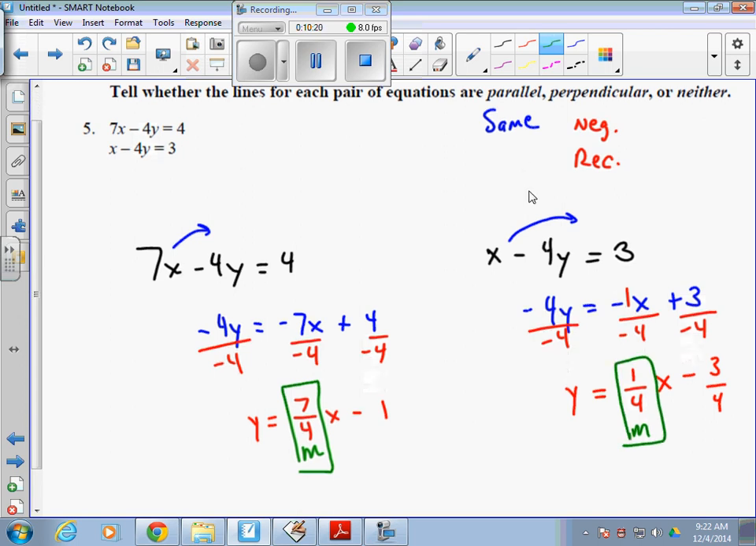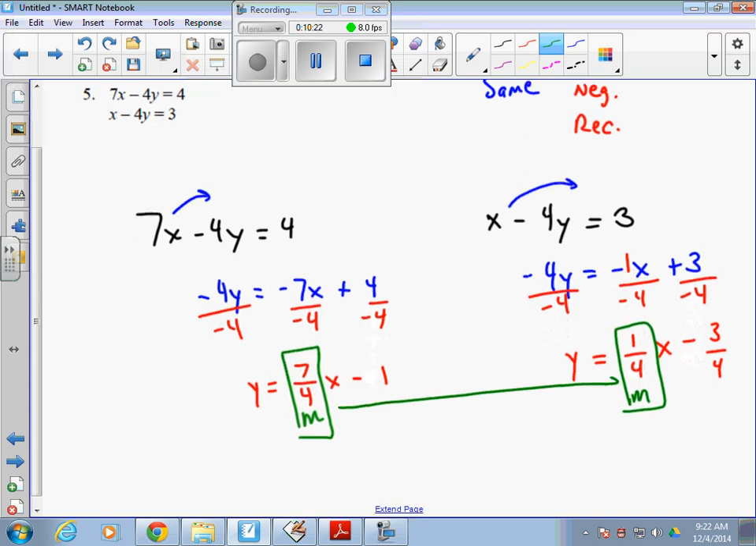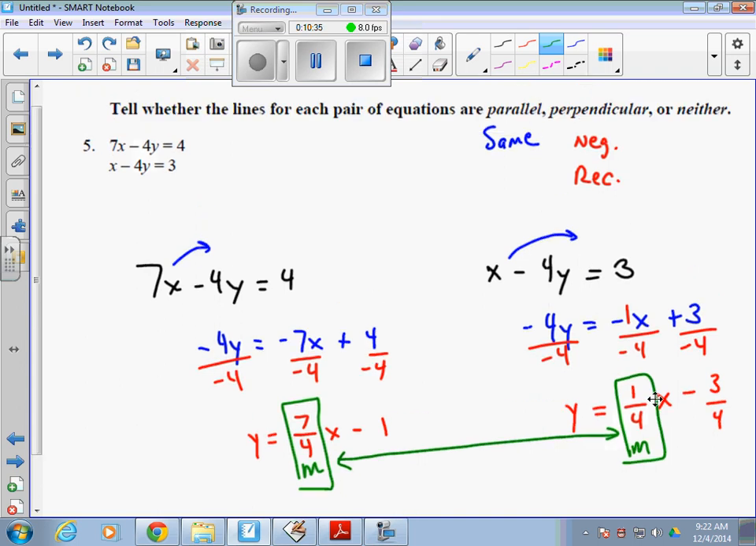Again, this is the slope, the m value. Let's compare the two slopes. Are they the same? No. 7 over 4 is not the same as 1 over 4. Are they negative reciprocals of each other? Do they flip and then change signs? No. They don't flip or change signs. So the answer to number 5 is neither one.